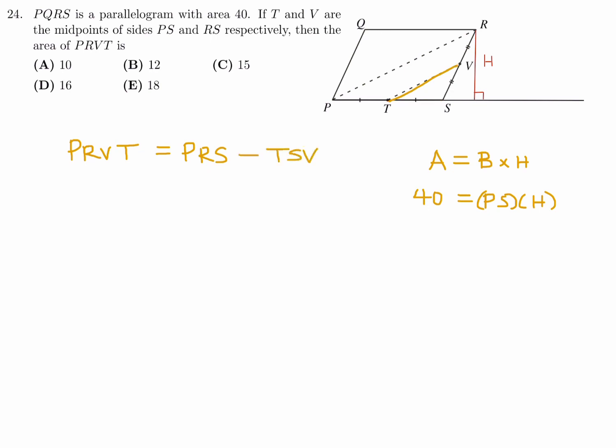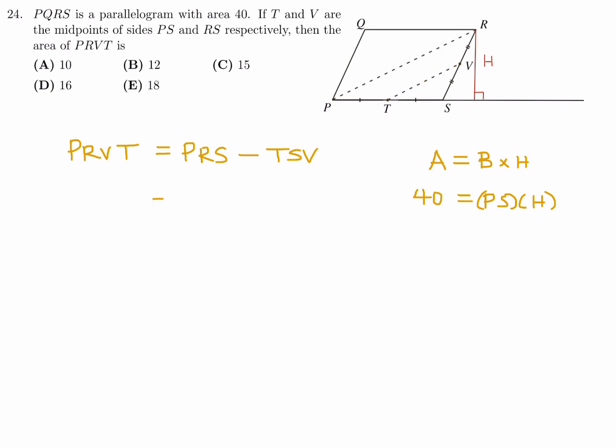Correct? I hope you're convinced of that. So just to recap, PRVT is this region. How do we get that? Well, we take that big triangle and subtract from it this small guy. And when you do, you'll get PRVT.